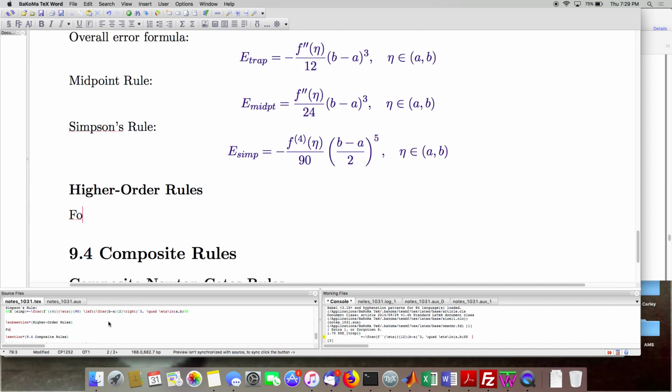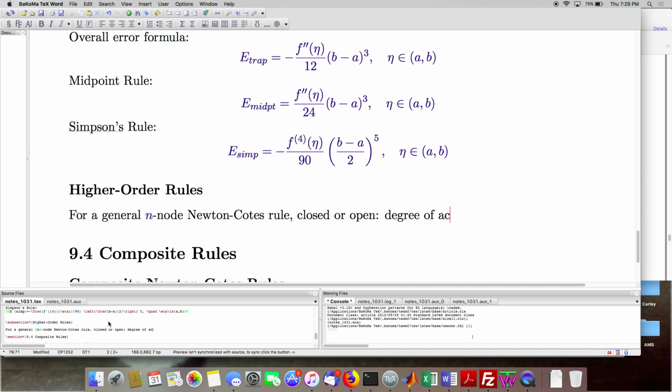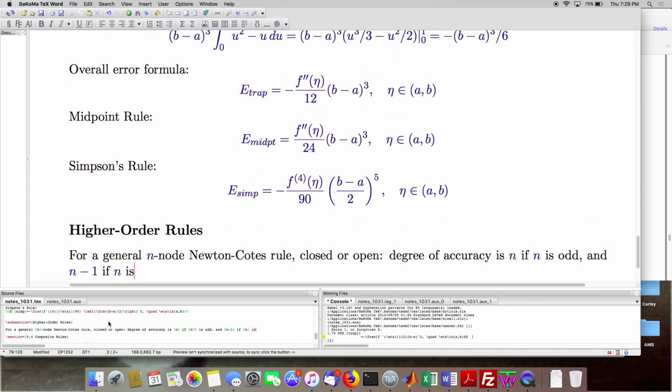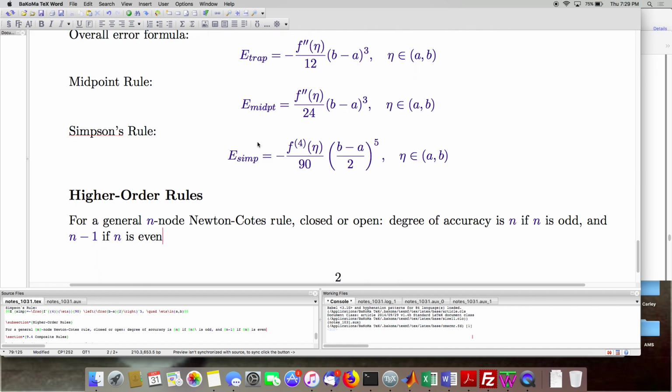For a general n-node Newton-Cotes rule, closed or open, we have the following. The degree of accuracy is n if n is odd, and n minus 1 if n is even. And that's what we've seen here. Here we have n, the number of nodes, being 2, its degree of accuracy is 1. Here we have n equals 1, degree of accuracy is 1. Here we have n equals 3, degree of accuracy equals 3.